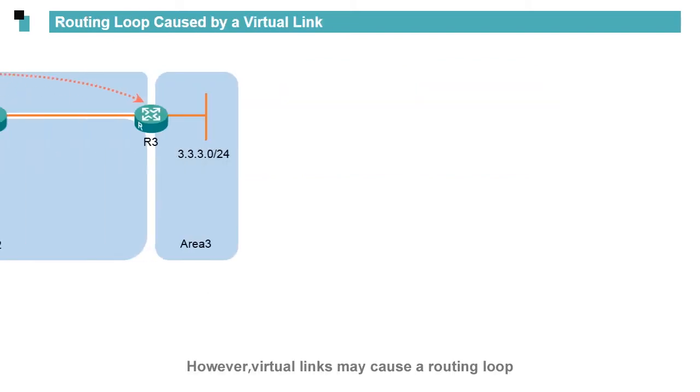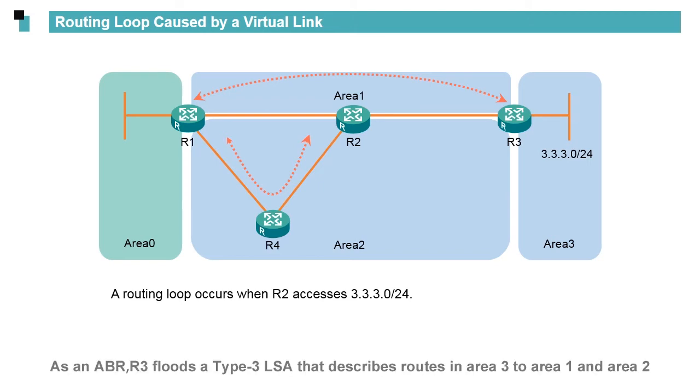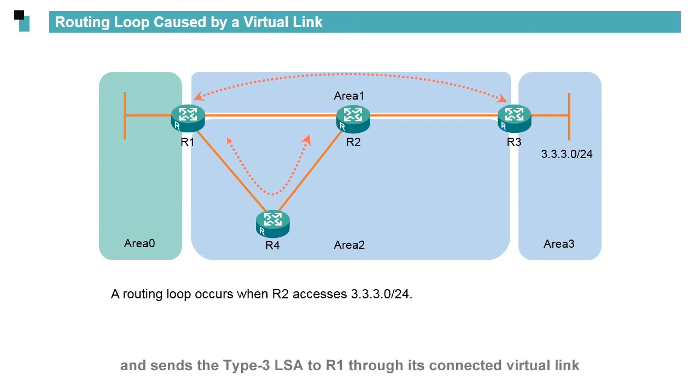However, virtual links may cause a routing loop. In this topology, Area 0, 1, 2, and 3 are configured. A virtual link is set up between R1 and R3 and between R1 and R2. Consequently, R2 and R3 become ABRs. As an ABR, R3 floods a Type 3 LSA that describes routes in Area 3 to Area 1 and Area 2, and sends the Type 3 LSA to R1 through its connected virtual link. R1 then sends the Type 3 LSA to R2 through its connected virtual link.